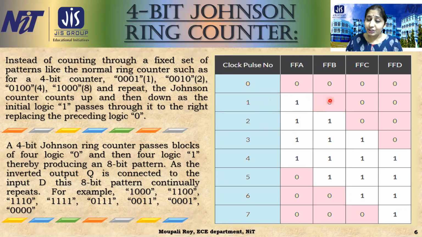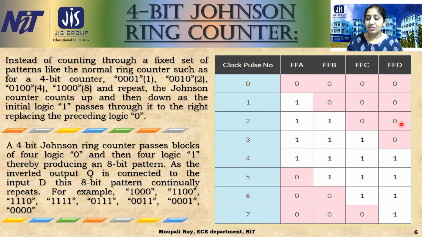Then this one is shifting, this one is shifting, this one is shifting. If this QD is 0, that means obviously the QD bar is 1. So this is the complemented output. The complemented output of this QD comes there. Then this one is shifting, this one is shifting, this one is shifting.